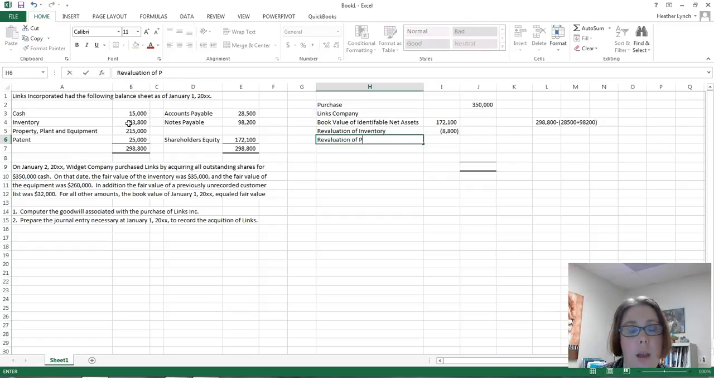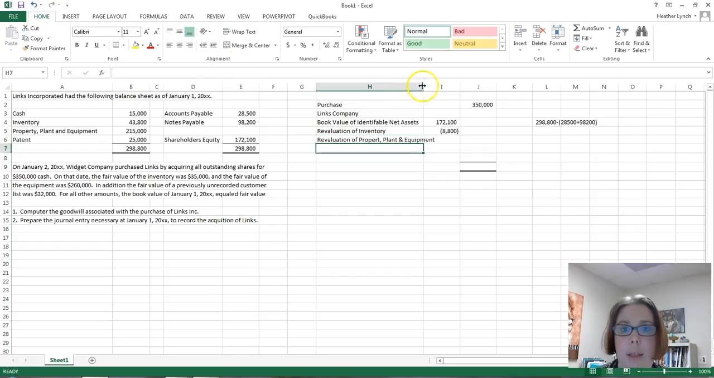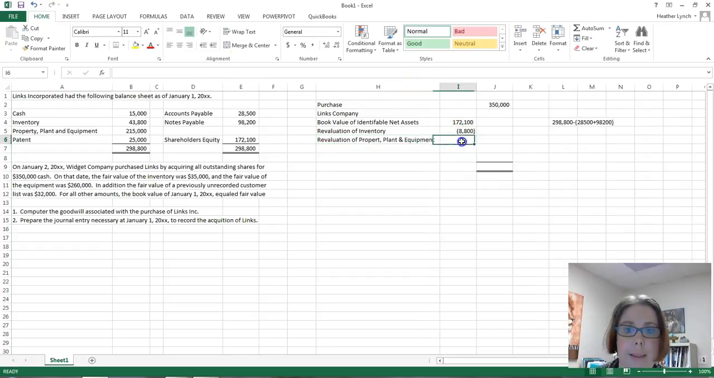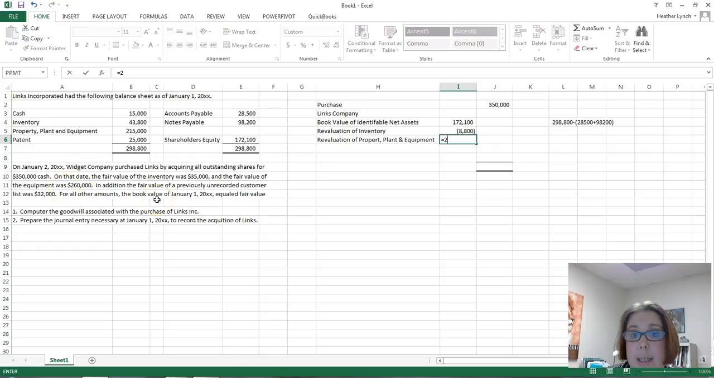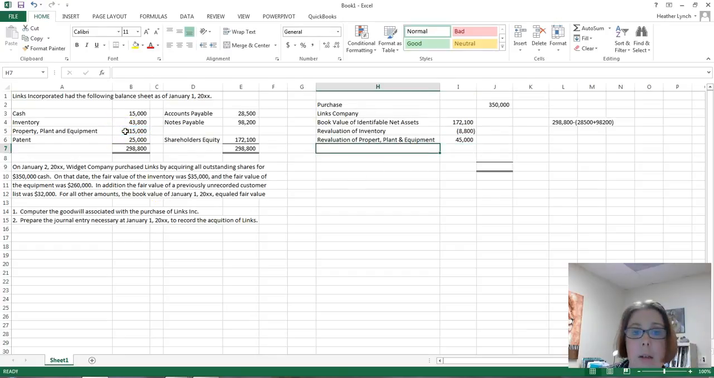Re-evaluation of property, plant, and equipment. We have $215,000, and the fair value of the equipment was $260,000. So we went up by $45,000.